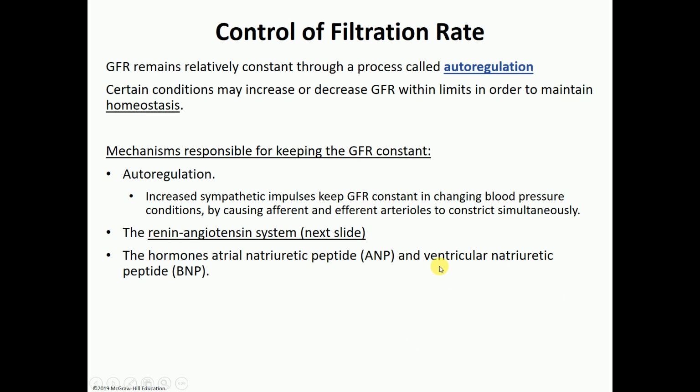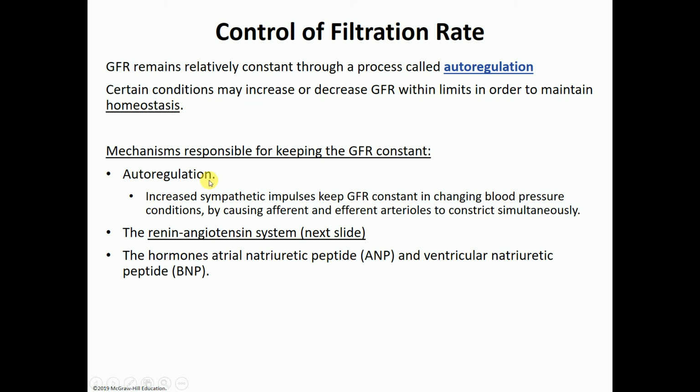Another hormone is known as the ventricular natriuretic peptide. The B stands for the ventricles of the brain. So the ventricular natriuretic peptide is a peptide hormone made by the brain ventricles, not the ventricles of the heart. And again, it is secreted in response to high blood pressure, and it leads to the increase of sodium excretion and water excretion.